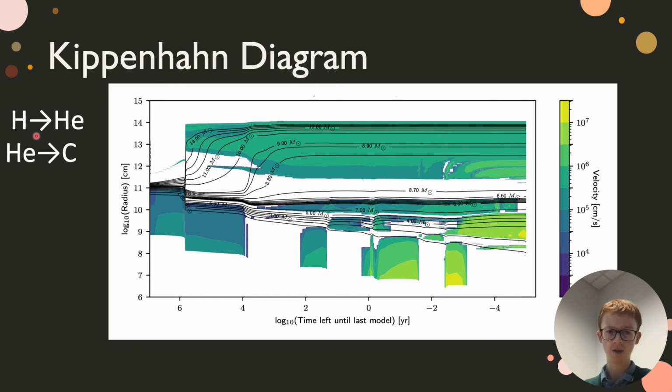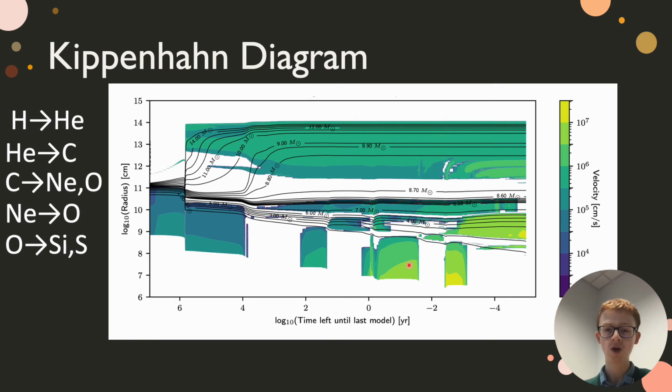And we start with hydrogen to helium, which is this core region here, then helium to carbon, which is here, and that goes off into a shell, then carbon to neon and oxygen. Then after that we go from neon to oxygen, again into a convective shell, oxygen to silicon and sulfur, and then finally silicon to, in a roundabout way, iron, which goes off into the shell here.